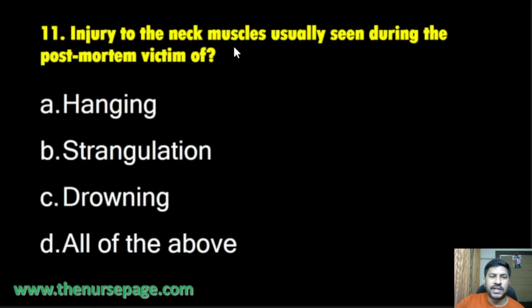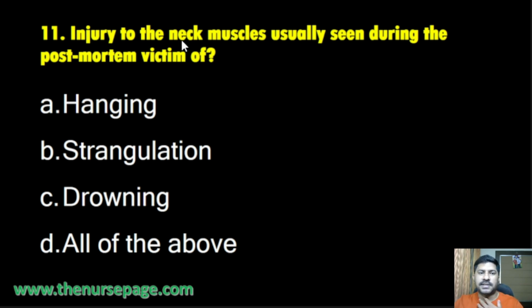11th question. Injury to the neck muscles is usually seen during the post-mortem of a victim of: hanging, strangulation, drowning, all of the above.